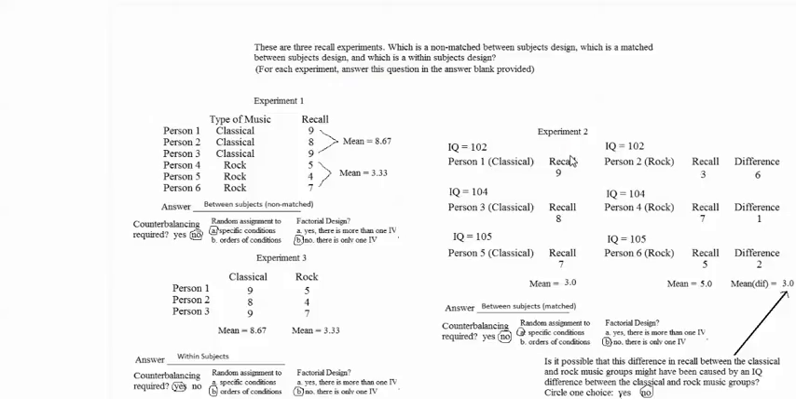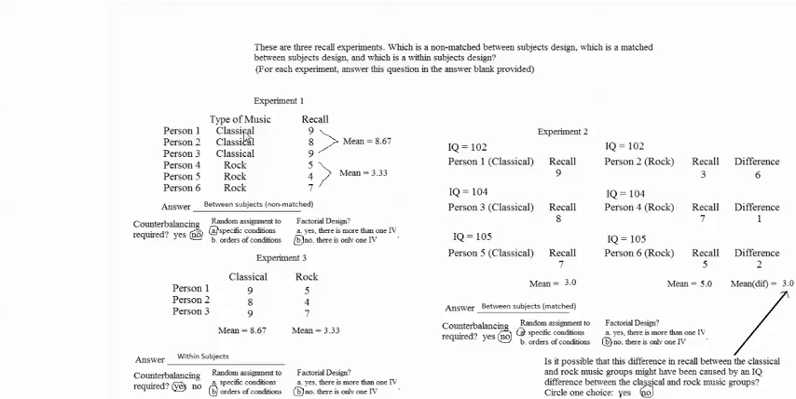And then one person from this matched pair went to the classical condition. The other person went to the rock condition. One person in this matched pair went to classical, and one person from this matched pair went to rock. And the same thing happened for the third pair. So this would be called a between subjects design, but it would also be a between subjects design with matched pairs.